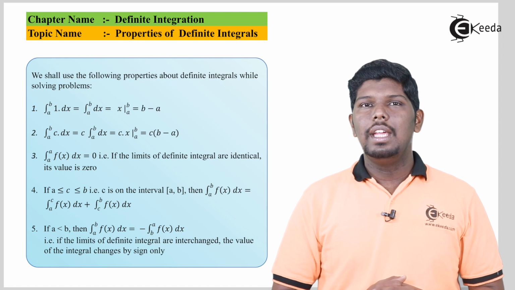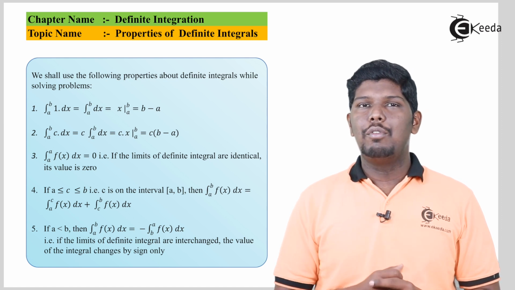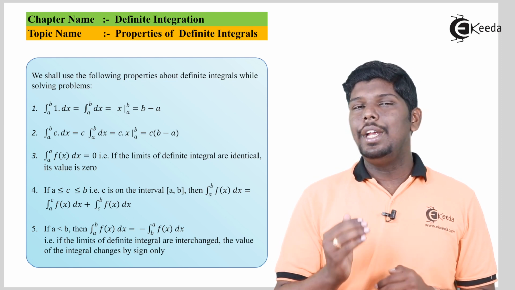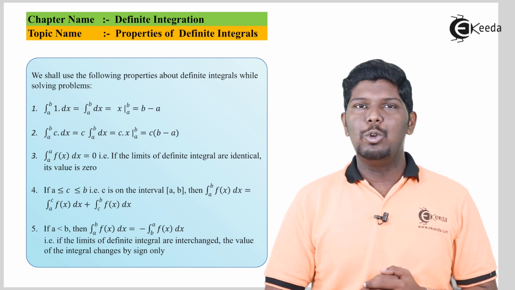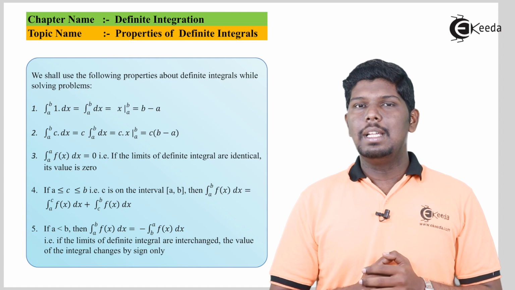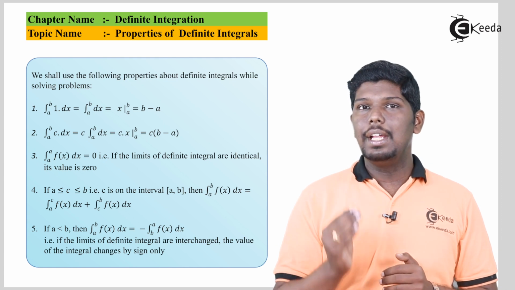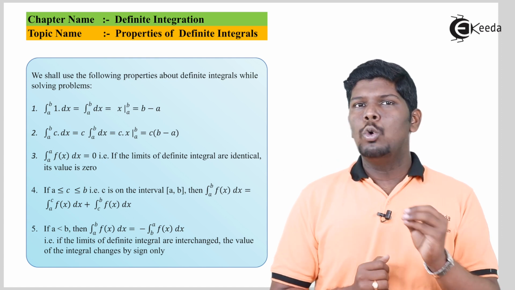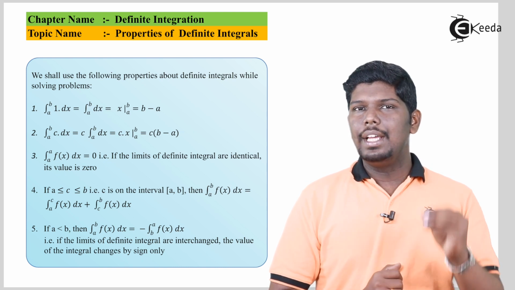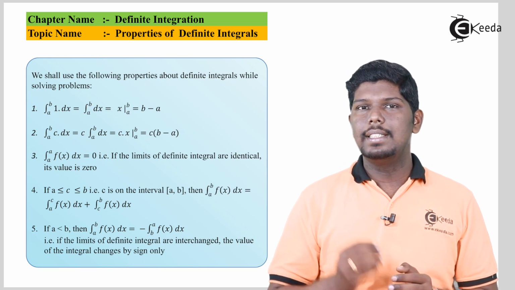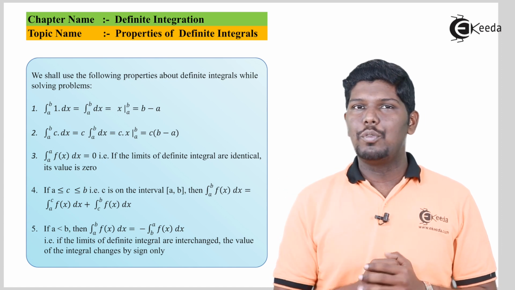In the next property, if I say we have integral a to b f of x dx and we need to interchange the limits, sometimes you see that the lower limit is bigger as compared to upper limit. So to interchange these limits, we can directly write it as integral b to a f of x dx. But the only thing that we need to do is change the sign of the integral. So we have integral a to b f of x dx, that can be written as minus integral b to a f of x dx.